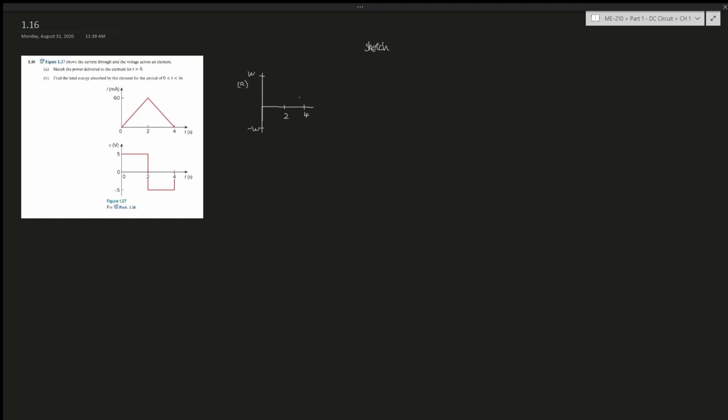And so over here, first of all, what is power? Power is current times voltage, which is amperes times volts. In this case, we have 60 over here and we have 5, so 5 times 60 equals 300. Now remember, the current is in milliamps, so we have to multiply by 10 to the power of negative 3, which gives us 0.3. The volts is 5 and negative 5, so it's going to be 0.3 watts and negative 0.3 watts.